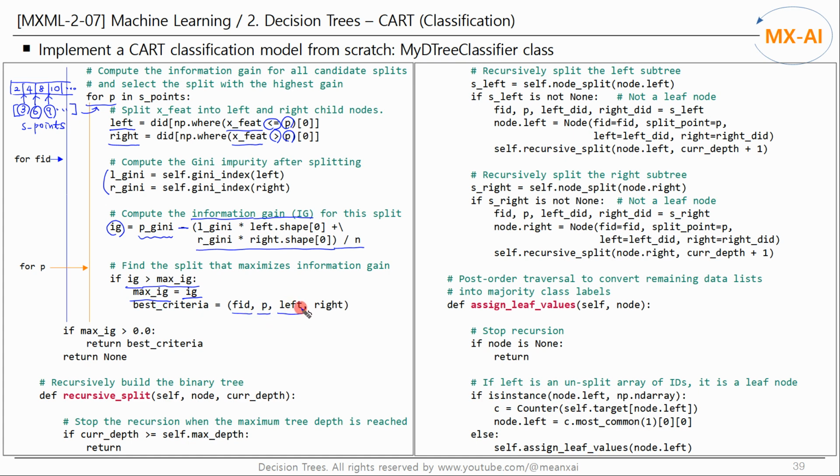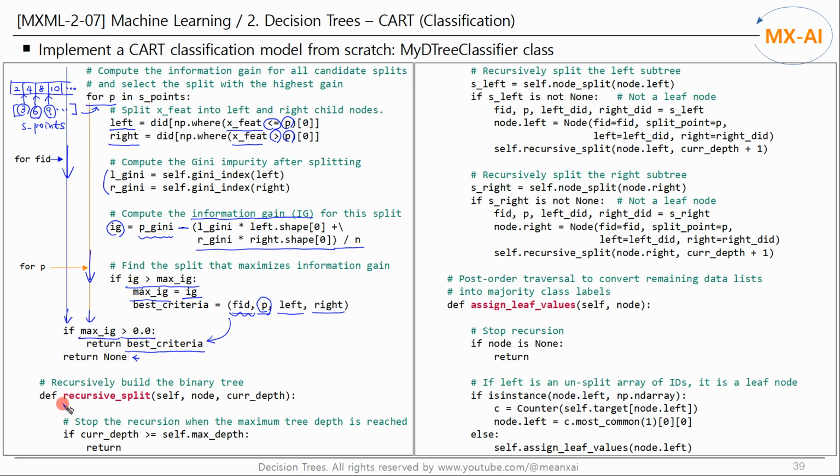Also, store the corresponding left and right child nodes. In the first for loop, the best feature is selected, and in the second for loop, the best split point is selected. After the two for loops finish, if the maximum information gain is greater than 0, it returns the following best split criteria for the current node. If the maximum information gain is less than or equal to 0, we do not split this node.